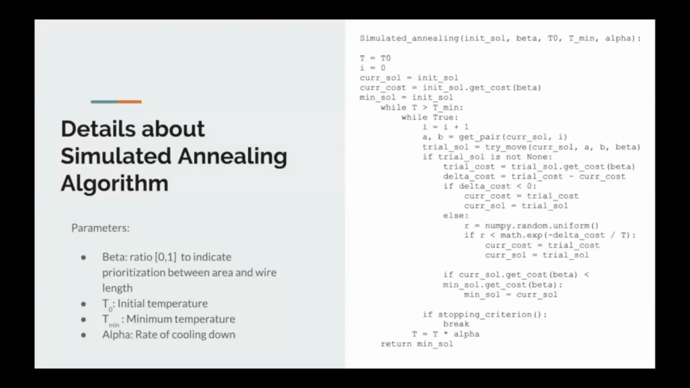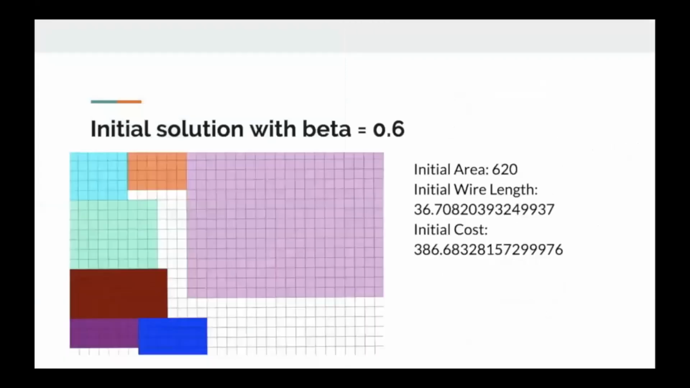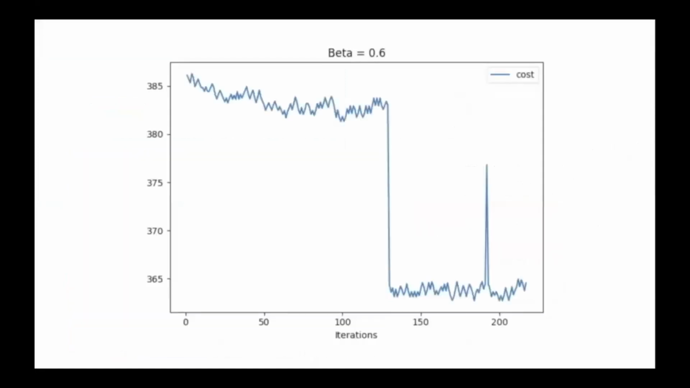So at the end, the simulated annealing algorithm aims to return the minimum solution. So here, we're using example 2 that Afify discussed. The biggest component is the CPU, and then we have the slaves and the peripherals. So our initial area is 620, our initial wire length is 36.7, our initial cost is 386. During our simulated annealing algorithm, we can see that the cost is not strictly decreasing because we accept solutions with worse cost.